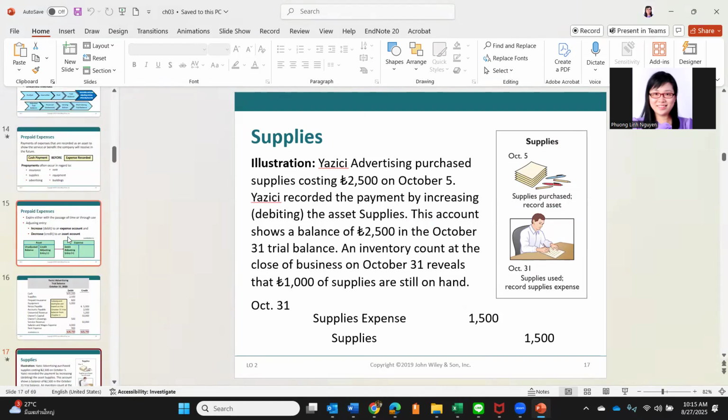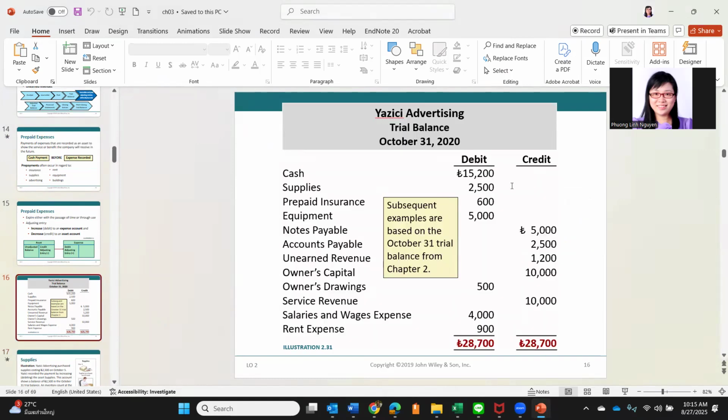Okay, so for this example, they give you the Yazidi advertising expense. You remember we did that in chapter 2, and then we come up with this trial balance. But there's some more data that they give to us now so that we can prepare adjusting entries before we prepare the financial statement. Okay.